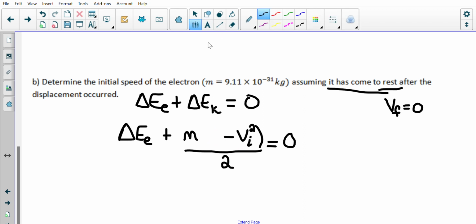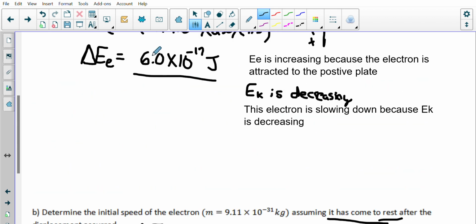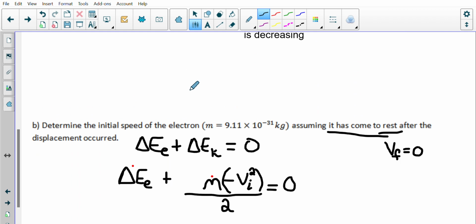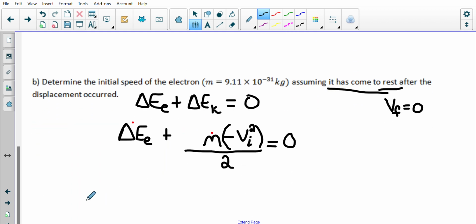All right, and let's clean this up a little bit. Our VI is negative, and our mass is multiplying it, so let's make sure we put that back. There we go. All right, so we have the mass, we know the change in electric potential energy, and what we're going to find here is the VI squared. Again, our change in electric potential energy is 6.0 times 10 to the power of negative 17, positive.